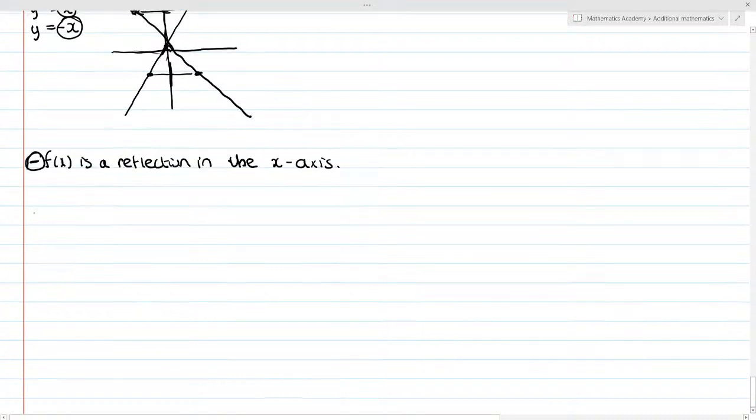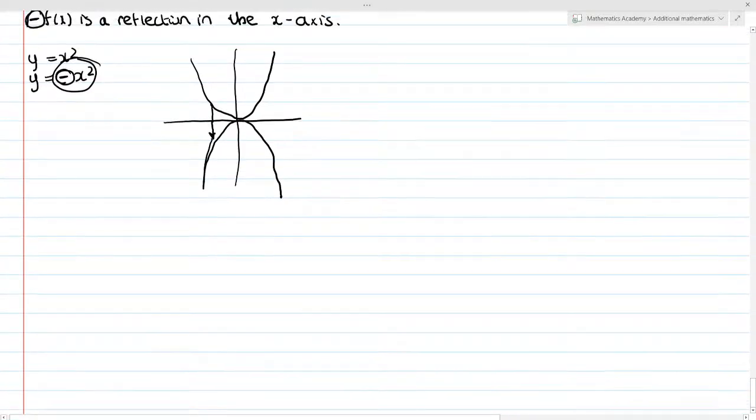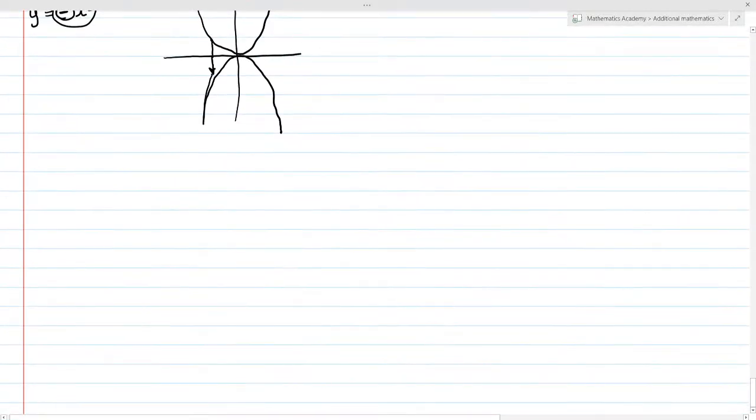And so if I, for example, had the curve y equals x squared, then if I just put a minus in front of it, so that's just multiplying it by a minus, it's not replacing x with minus x or anything like that. Then the first curve would be just the normal y equals x squared, and the second one would be minus x squared, which would be taking every value here and making it negative. And so we get a curve like this, and it makes sense that this is a reflection in the x-axis.